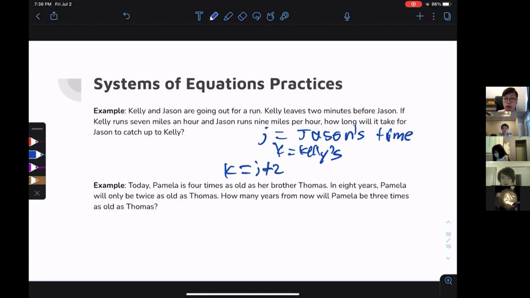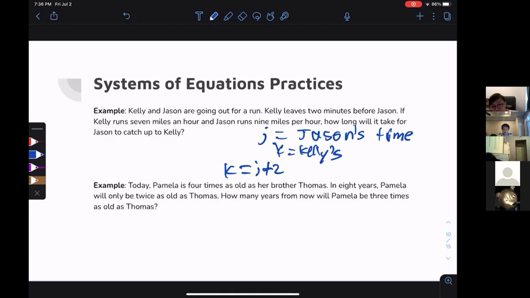Now at the point at which Jason's caught up with her, they've traveled the same distance. So that means 7k is equal to 9j. And then at this point we just substitute k is equal to j plus 2. So we get 7 times (j plus 2) is equal to 9j.